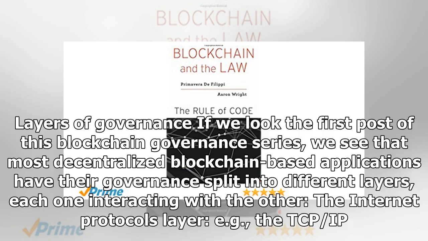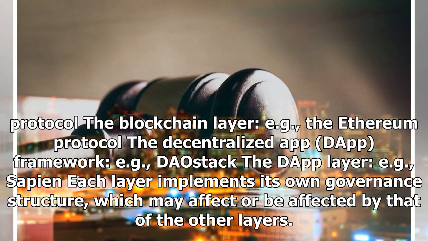Layers of governance. If we look at the first post of this blockchain governance series, we see that most decentralized blockchain-based applications have their governance split into different layers, each one interacting with the other: the Internet Protocols layer, e.g., the TCP/IP protocol; the blockchain layer, e.g., the Ethereum protocol; the decentralized app framework, e.g., DAO/Stack; the dApp layer, e.g., SAP. Each layer implements its own governance structure, which may affect or be affected by that of the other layers.